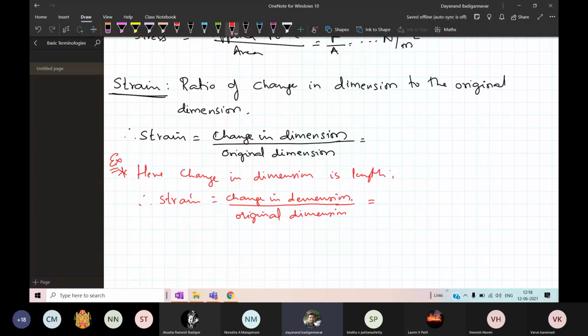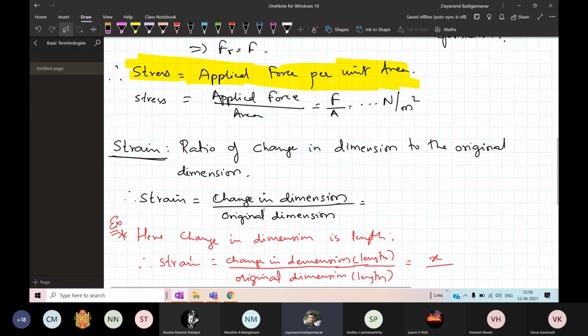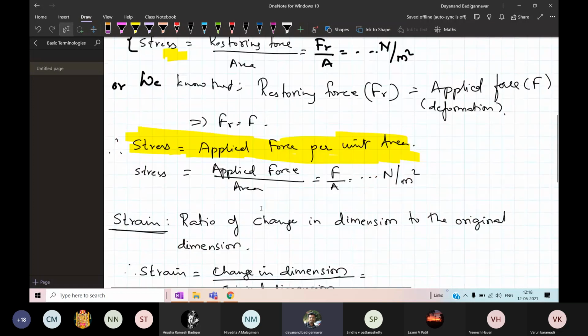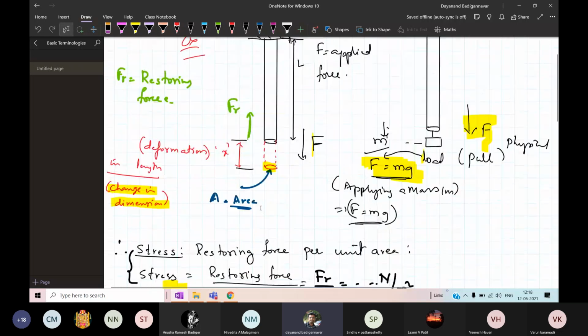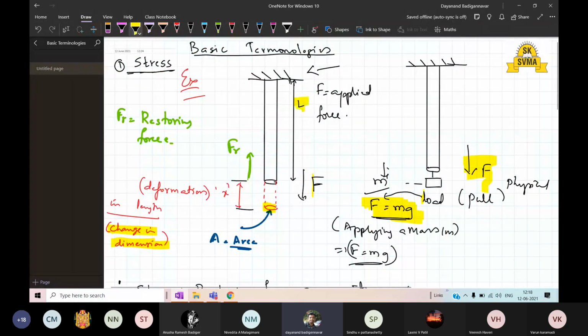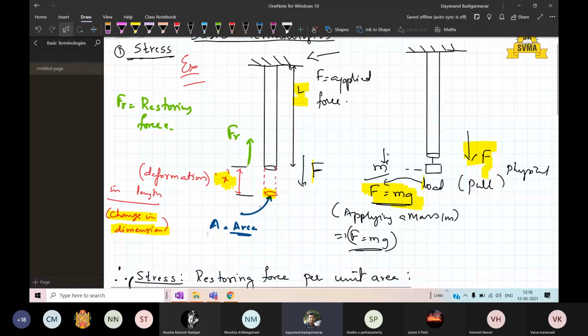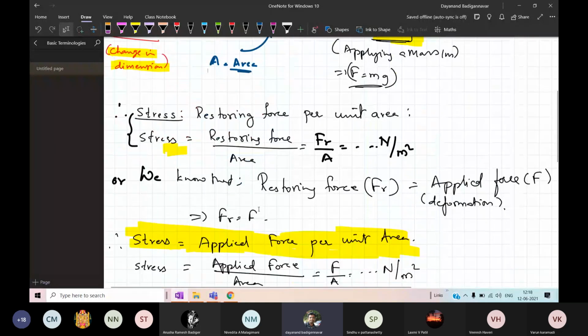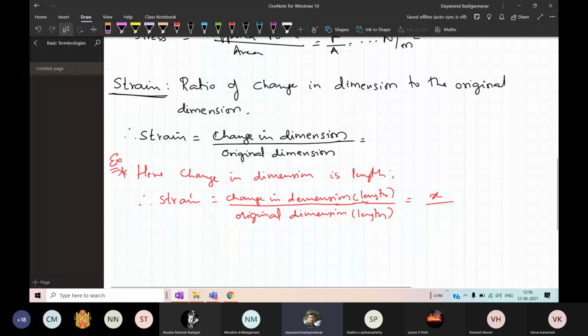So what is the change in dimension? Length. Length is changing. Therefore, I can write here in the bracket, here it is the length that we are changing. Here the dimension is the length. What is the change in dimension? The change in dimension is X. Look at the diagram here. The original length was L. What is the change in length? It is X. Original dimension is L. Change in dimension is X. Therefore, X is the change in dimension to the original dimension L.